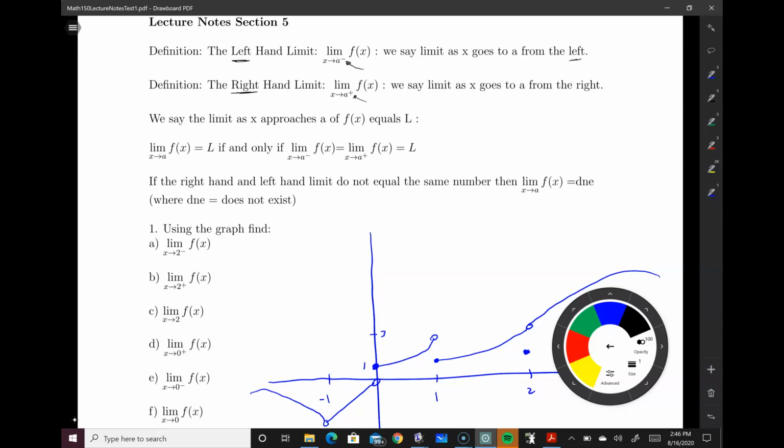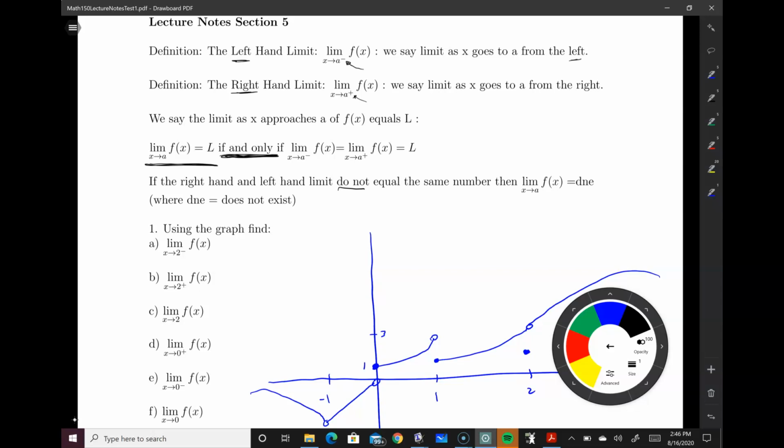All right. So we will get an answer for this question, the limit as x approaches a, with no plus or minus. We'll get a number L if and only if, so you know that means we go both ways, the left-hand limit and the right-hand limit give us the same number. So if the left-hand limit and the right-hand limit do not equal the same number, then that's when we say this limit does not exist as you're going towards a.